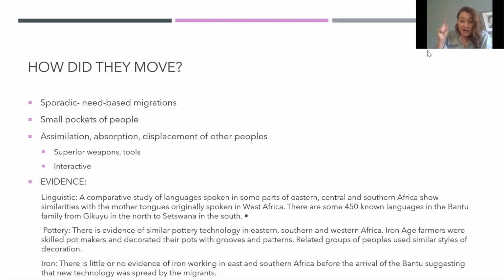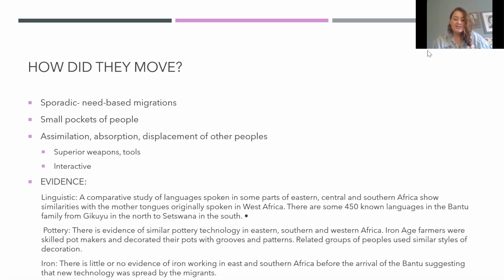Pottery. Very similar pottery styles. And we can see, again, same thing, traces. This is when the Bantu people got there. This is what their pottery looks like. And they decorated all of their pots. So that's very useful to us from an archaeological standpoint. And then in terms of linguistic evidence, this is the biggest thing that gets us talking about the Bantu migrations.